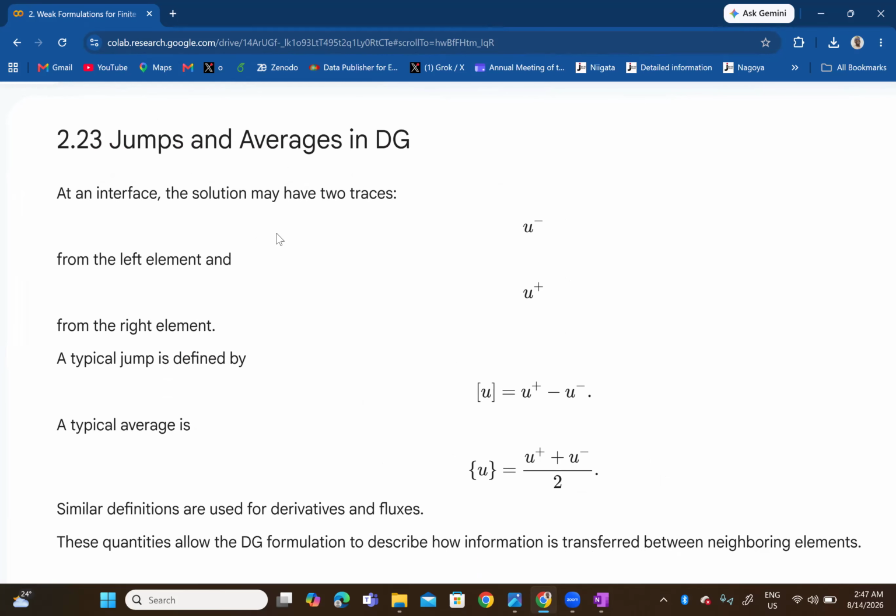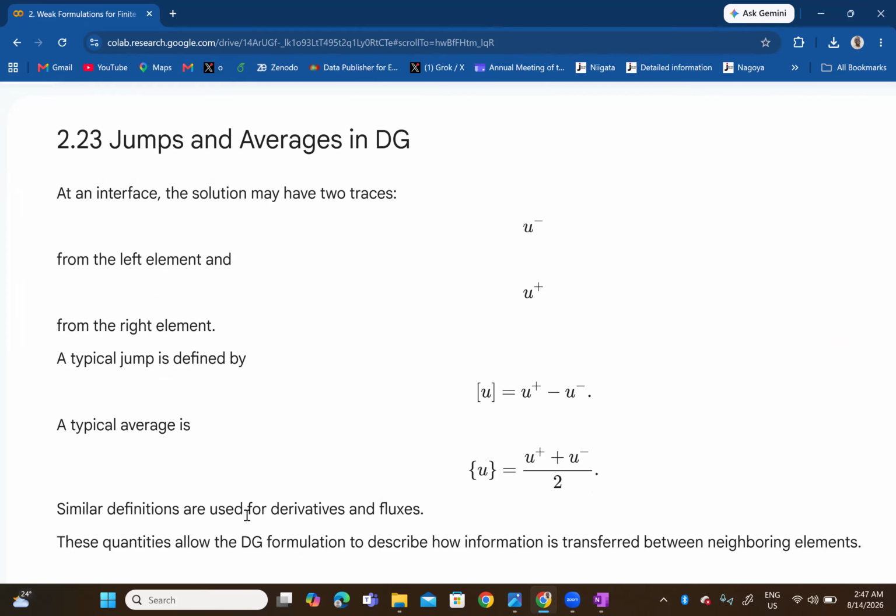So at an interface, the solution may have two traces. We have u minus from the left element and u plus from the right element. A typical jump is then defined by jump u is u plus minus u minus, and a typical average, which is the collection of u, that's u plus u minus all over 2. We saw that in the first video also.